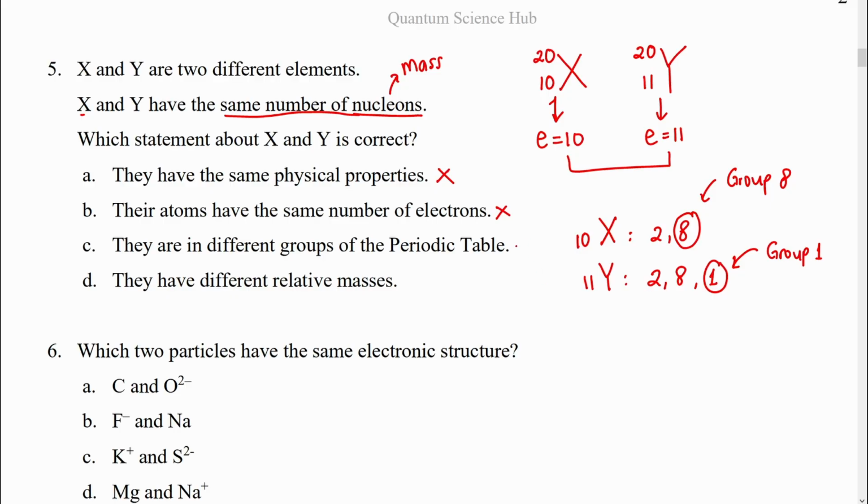Yes, it is. Next, they will have different relative mass. The relative mass here is the same as the number of nucleons, right? From the question, we already know they have the same mass number. So they will have the same relative mass because they have the same number of nucleons. It's not that they have different relative mass. So this option is wrong. The correct answer here is C.